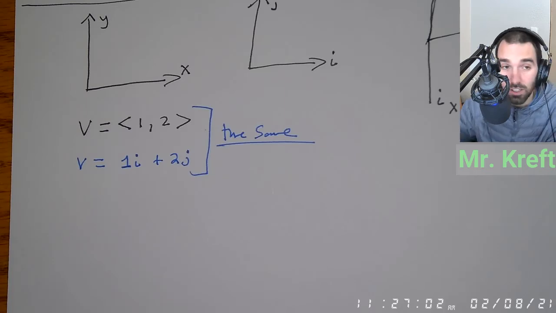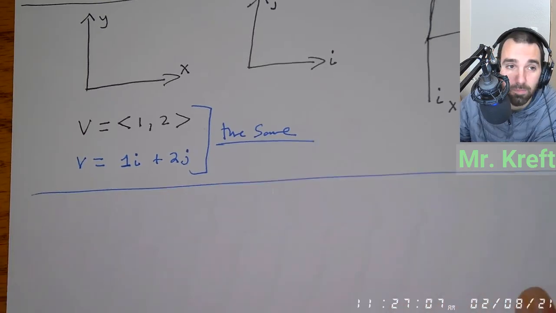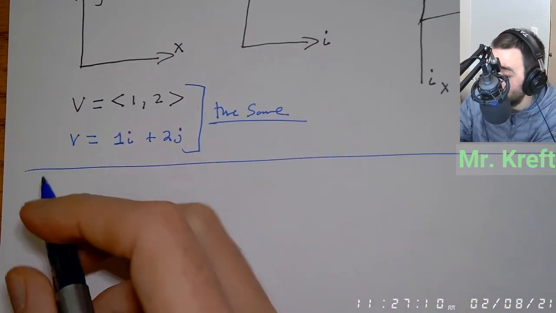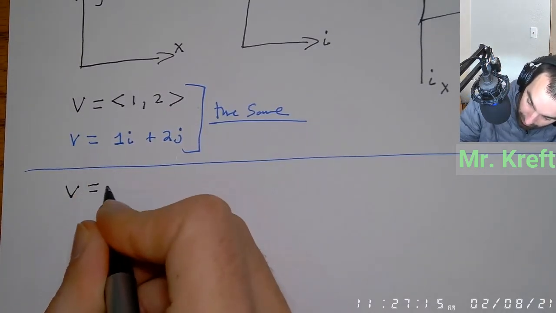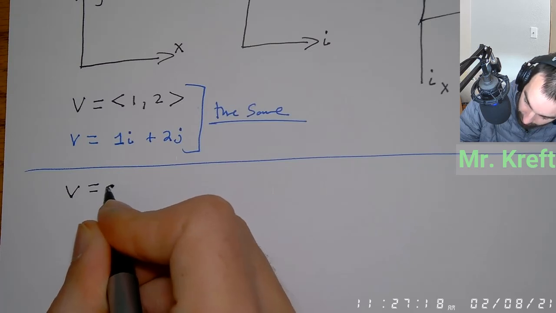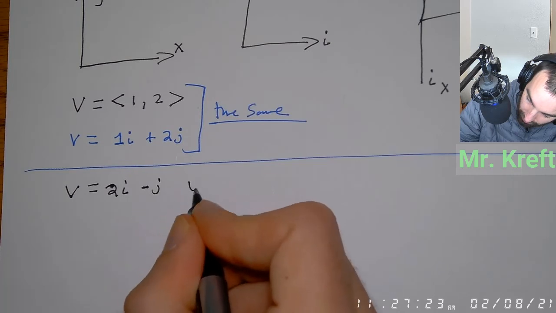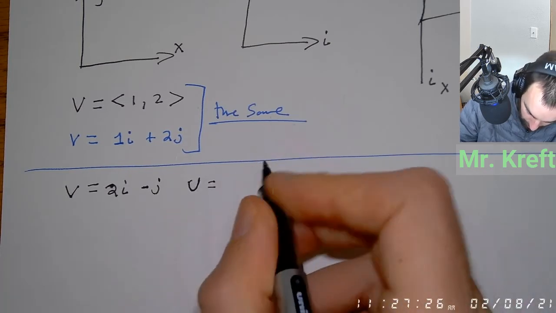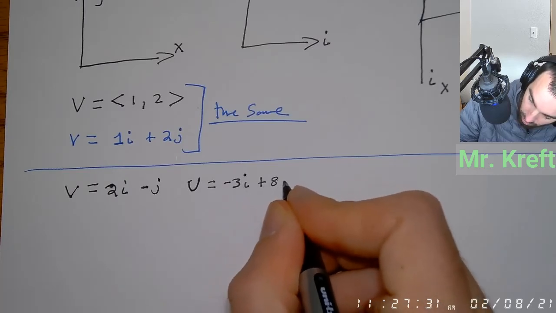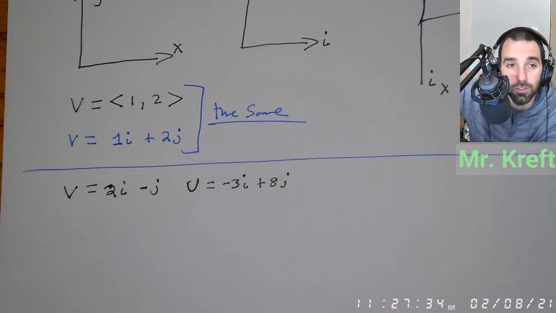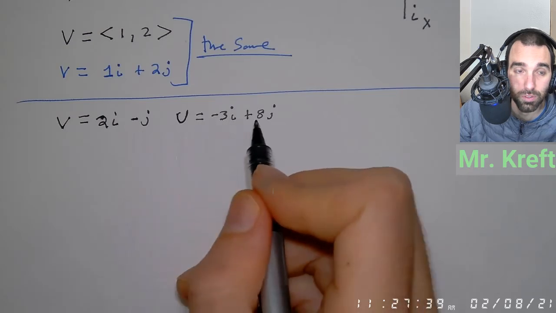So again, let's just recap a couple of things with this. I just want to show you how to add really quickly with this. So these are the same thing. Just to do a quick example, let's say I have V equals 2I minus J, and let's say U equals negative 3I plus 8J. Okay, so we have 2 vectors, and notice their components are telling you what component they're in.